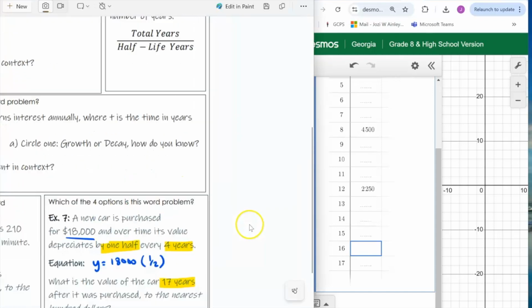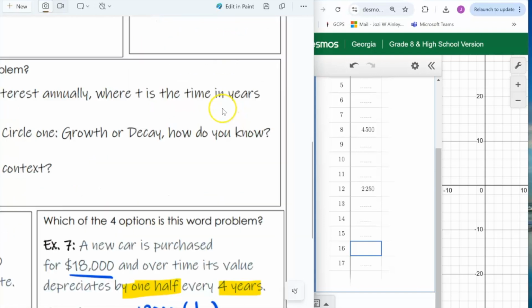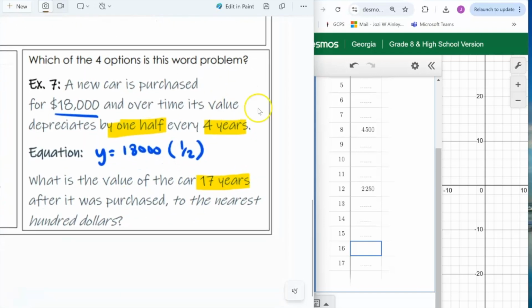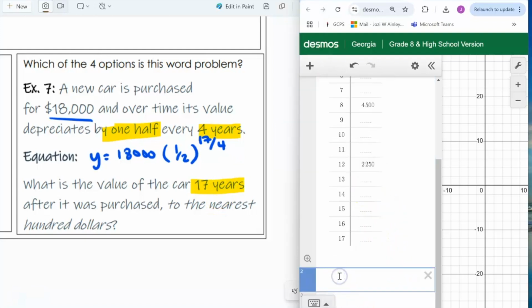If you take your total years divided by the number of your half-life or your double or your quadruple or your triple, it'll give you the exact time. So my total, because it's 17 years, my total time is 17 years, and my half time is 4 years. That's going to be my time. So I'm going to keep this table up so I can come back and show it to you. So let's go ahead and put this in.